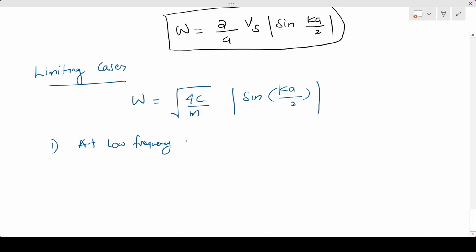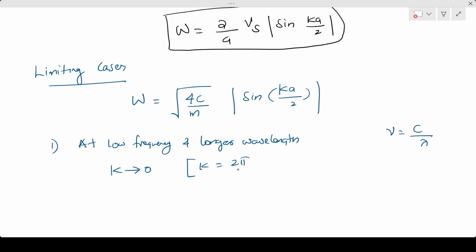Low frequency means we have a longer wavelength. If the frequency is low, that means the wavelength is long. For long wavelength we have the relation nu is equal to c by lambda, so if lambda increases, nu will be very small. And also k, the wave vector, tends to 0, where k is 2 pi by lambda. So lambda very high means k is tending to 0.